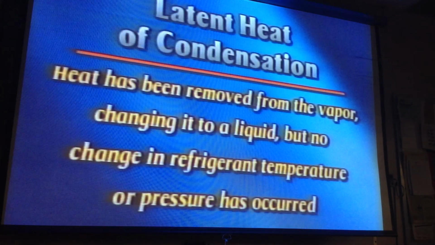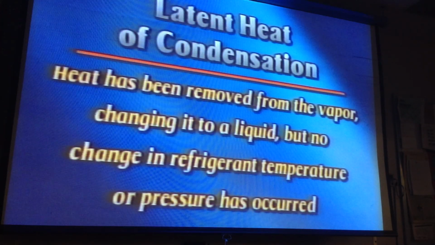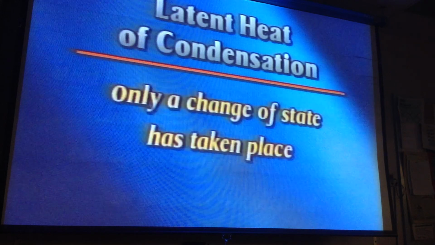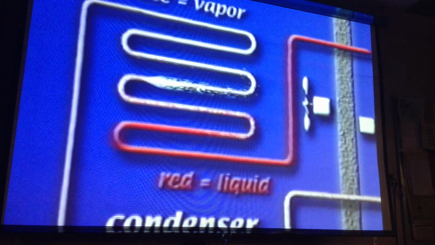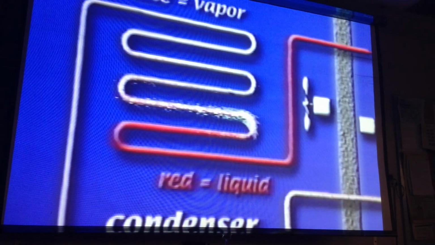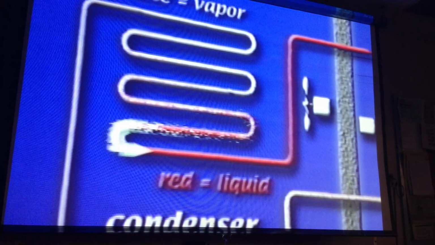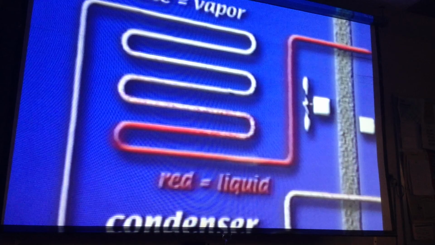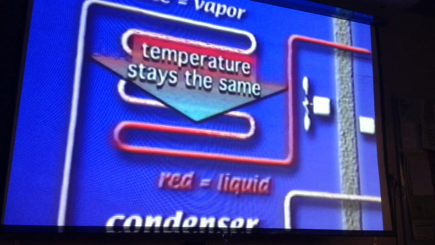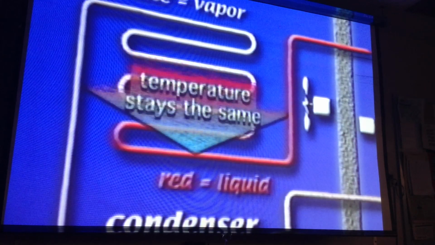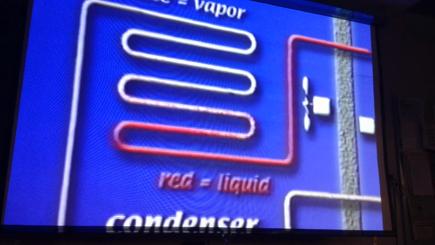This means that heat has been removed from the vapor, changing it to a liquid, but no change in refrigerant temperature or pressure has occurred. Only a change of state has taken place. Therefore, refrigerant leaving the condenser will be a high-pressure, subcooled liquid. The temperature of the liquid and vapor will stay the same until 100% of the refrigerant becomes a liquid.